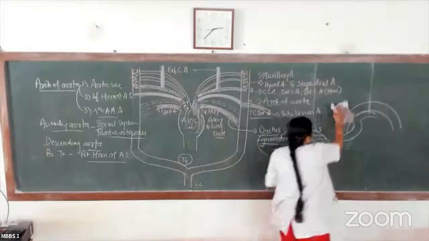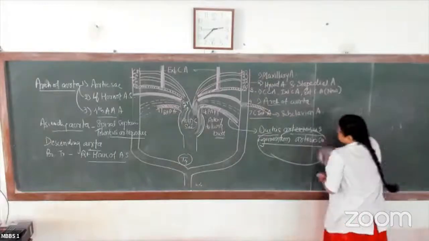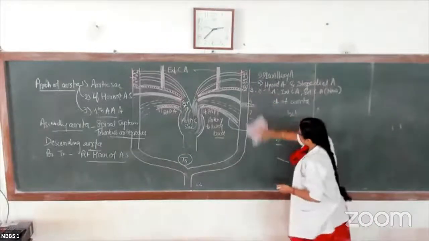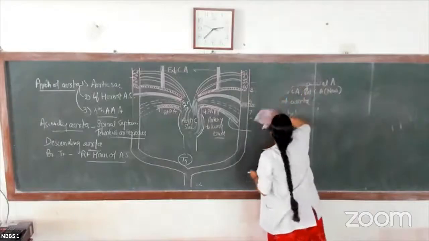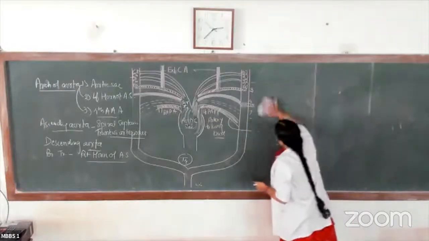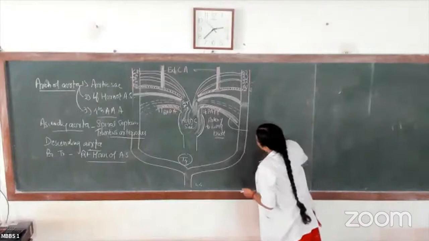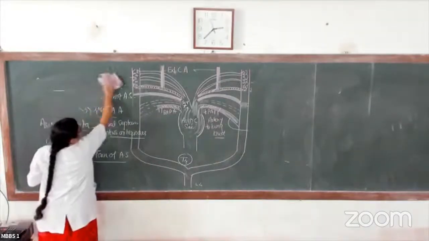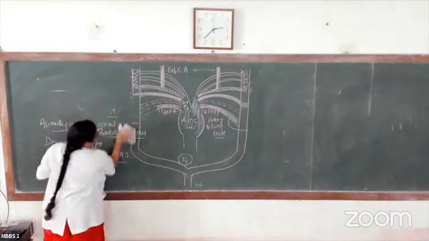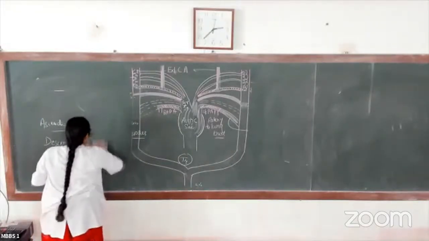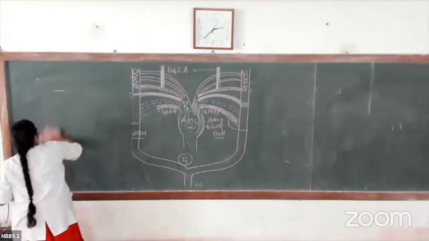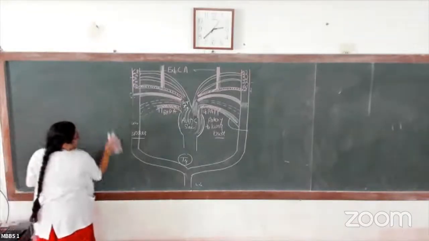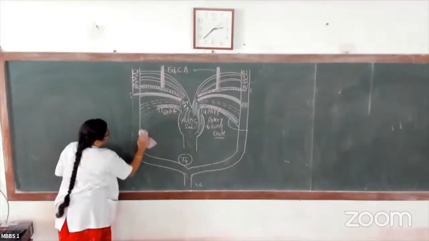Now we will see how the nerves are related here. The various nerves related here are the cranial nerves which supply these aortic arches or pharyngeal arches. Each pharyngeal arch is supplied by one specific nerve.